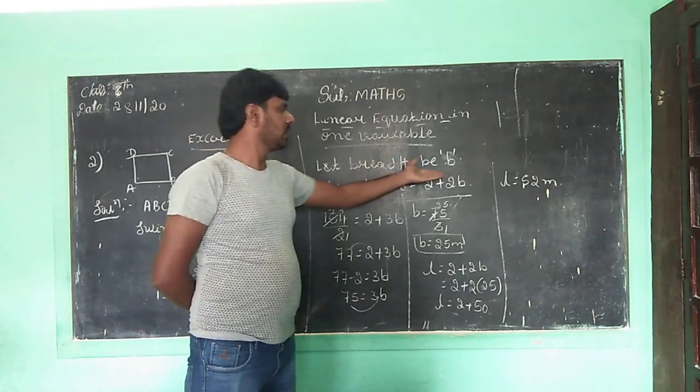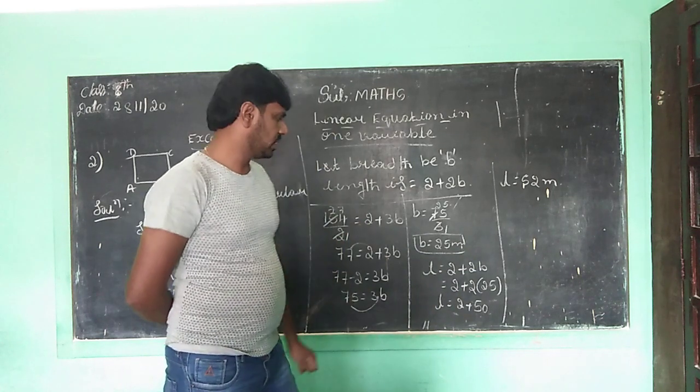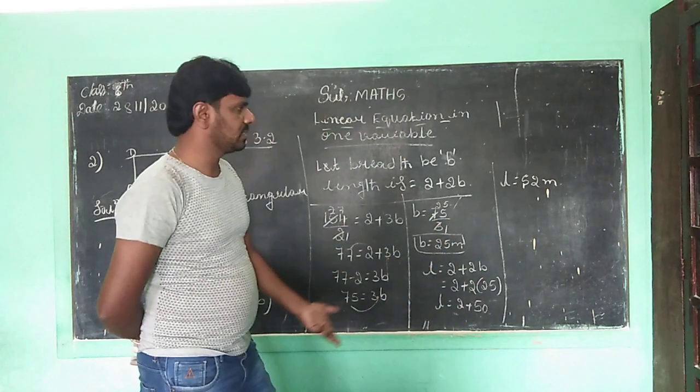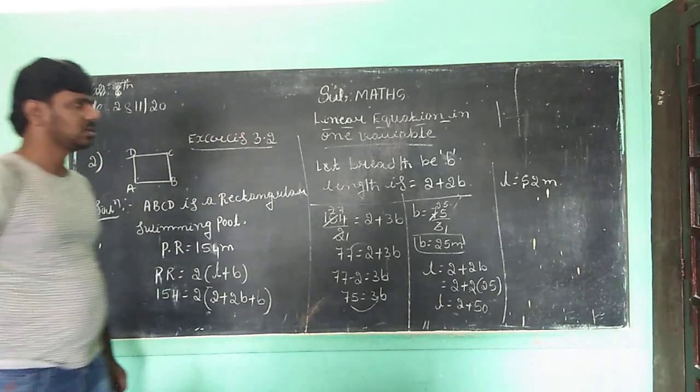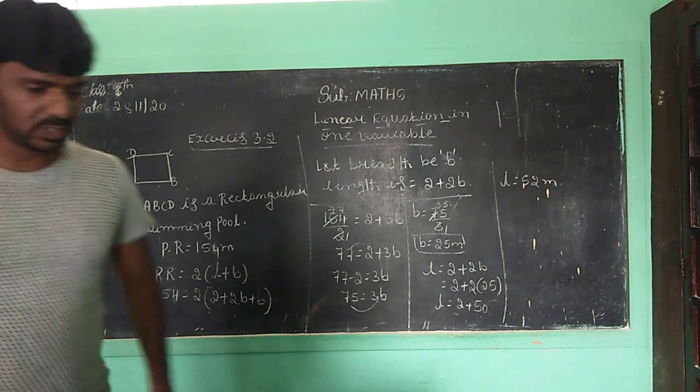Length is equal to 2 plus 2B. Right, 2 plus 2, breadth value we want to substitute. Breadth is equal to 25. 2 plus 25 twos is 50. 50 plus 2 is 52. Length is equal to 52. Correct children. So this is our answer, children. Children, you want to take the next question. What is that next question?